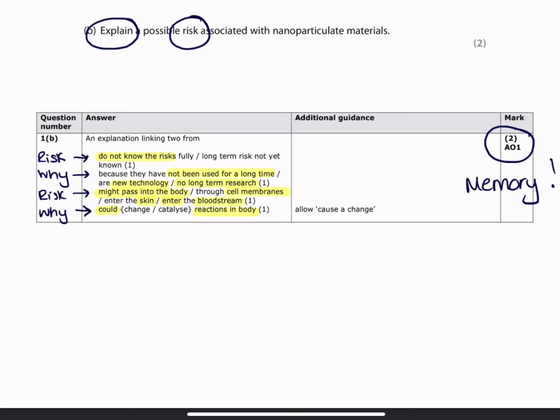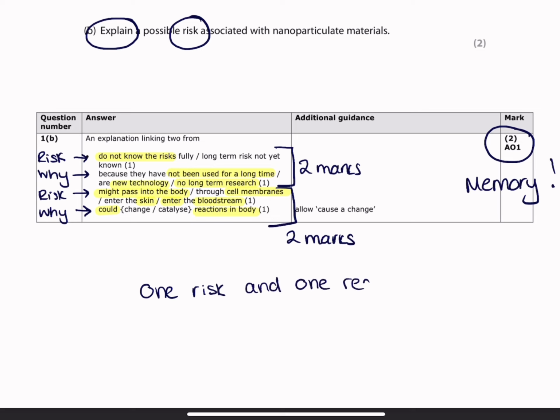So again, it was explain a possible risk. It was worth 2 marks. So you get 2 marks for the top 2 points if you went down that route of not knowing the risks and the modern development, and 2 marks if you went through the risk that they're really small, they can pass through the body and enter the bloodstream and catalyse reactions. So you would just basically need 1 risk and 1 reason.